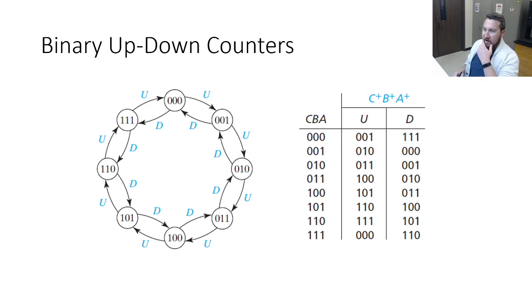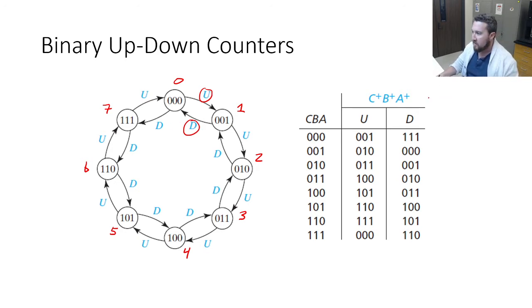So binary up-down counters is what we want to talk about next. A binary up-down counter is going to do exactly what you would think. Here we've still got a 3-bit example, and we're still going to count from 0, 1, 2, 3, 4, 5, 6, 7, and then back to 0. But we're going to count up the numbers when our variable U is true, and we're going to count down when our variable D is true.